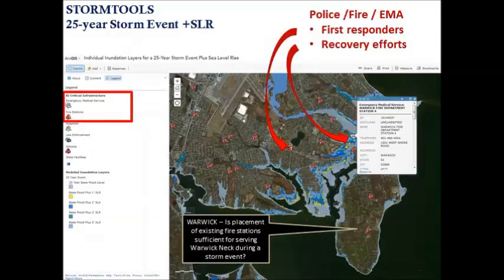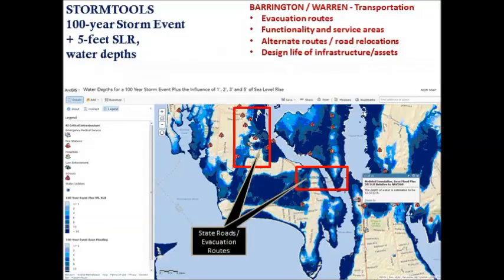And this critical infrastructure layer exists for the entire state and has lots of information about the particular address, the station, and it helps emergency planners, emergency managers plan for the placement of existing fire stations or targeting different emergency responders during storm events. Definitely impacted, and that needs to be considered when planning for state evacuation routes.